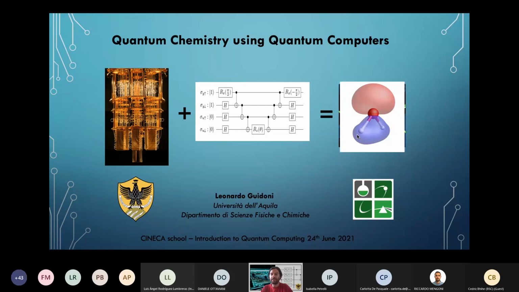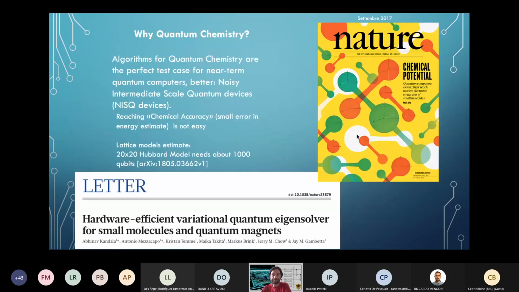Unfortunately, the state of the art is not so exciting, because up to now we can model very simple molecules, and actually we cannot really yet go beyond classical computers, this for sure. But we are confident that due to the development of NISQ devices, we can arrive very soon to build some quantum chemistry calculation which is actually useful.